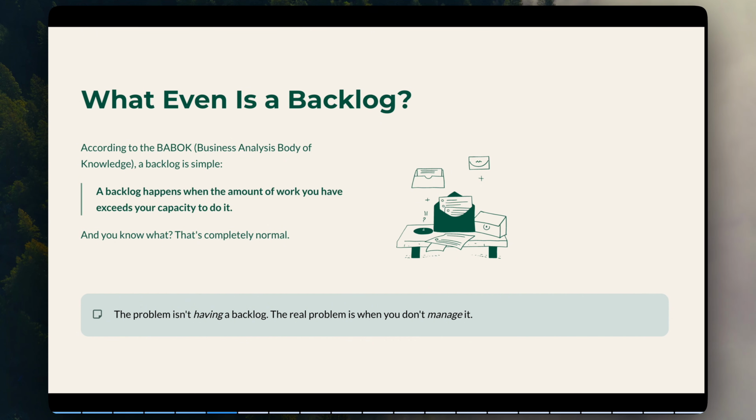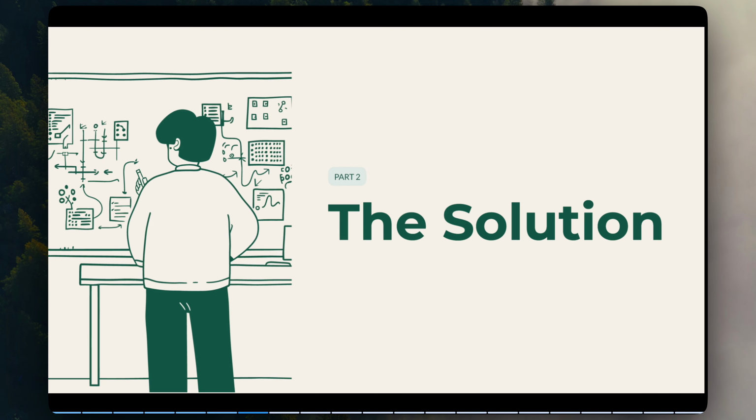So if we look at the official guide for business analysts, the BABOK, it puts it really simply. A backlog happens when the amount of work you have to do is more than your capacity to do it. And you know what? That's completely normal. The problem isn't having a backlog. The real problem is when you don't manage it. And that brings us perfectly to our next section, the backlog management solution.